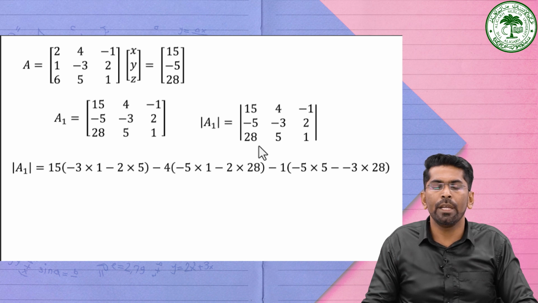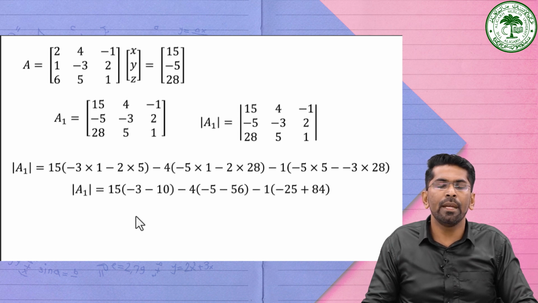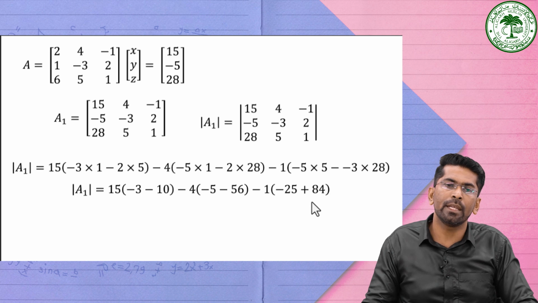minus 3 into 28. So if you go for simplifying it, then it is 15 into 3, minus 3 into 1, which is equal to minus 3, minus 2 into 5, which is equal to 10, minus 4 into minus 5 into 1, which is equal to minus 5, then 2 into 28, which is equal to 56, minus 1 into 5 into 5, which is equal to minus 25, then here minus 3 into 28, which is equal to 84, minus will be plus, so it will be plus 84.